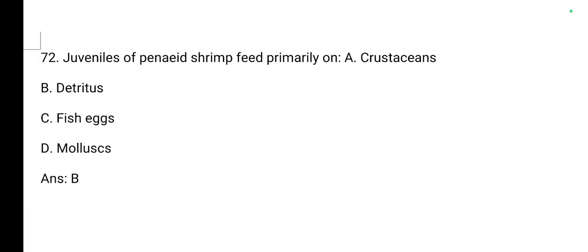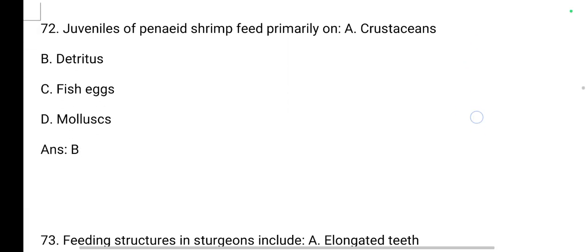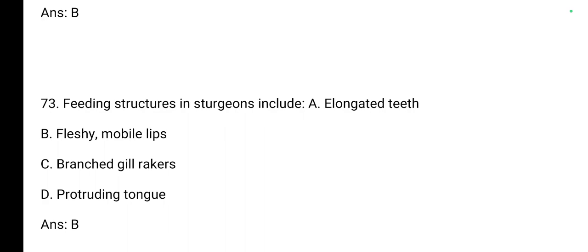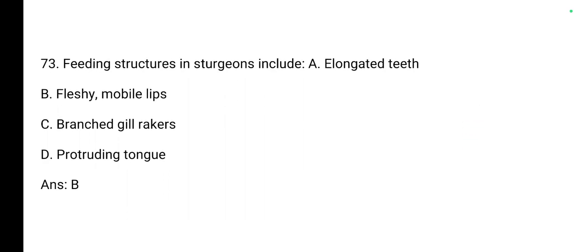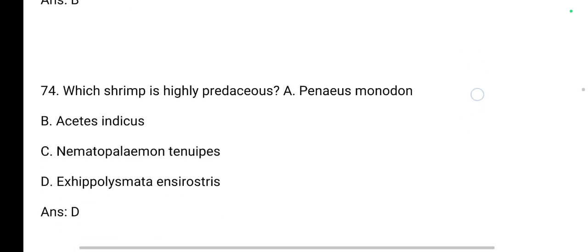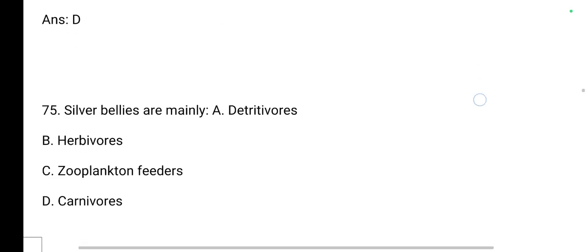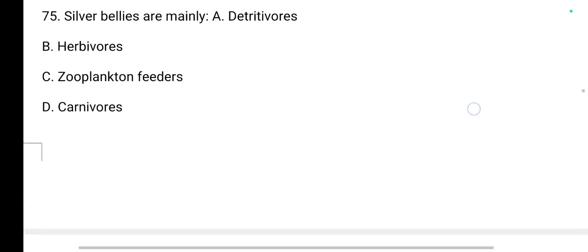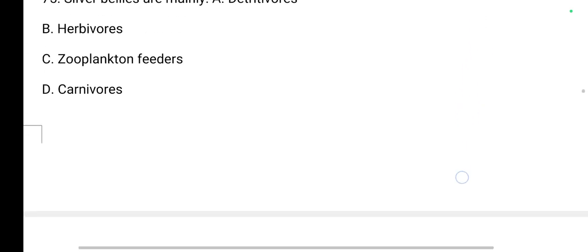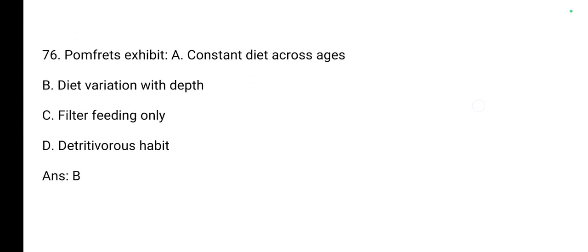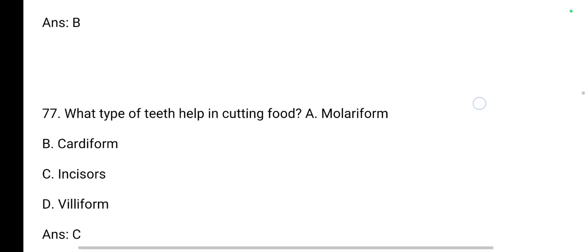Juveniles of pinnate shrimp feed primarily on detritus. Feeding structure in sturgeons include fleshy mobile lips. Which shrimp is highly predaceous? So answer will be Exhippolysmata and Metapenaeopsis cirrostris. Silver bellies are mainly, so they are mainly zooplankton feeders. Pomfret exhibits, so that exhibits diet variation with depth.